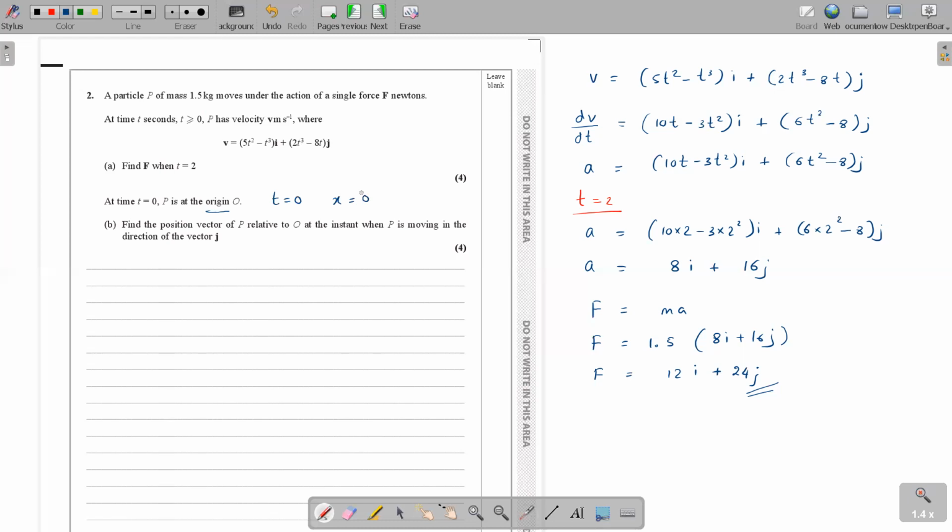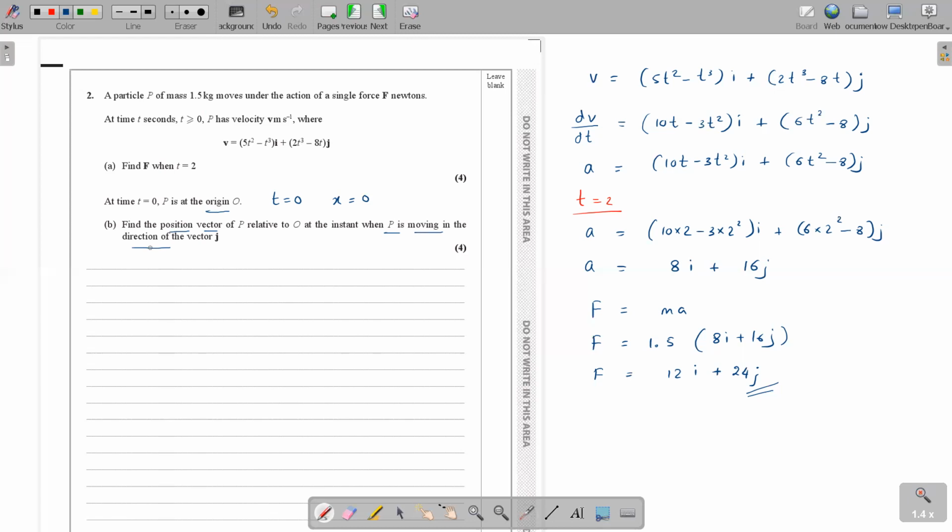Find the position vector of P relative to O at the instant when P is moving in the direction of the vector J. This has a little bit of M1 also. Do you remember when I told you, when something is moving in the direction, what are they referring to? We have worked with stuff like this in M1. What do you do here? Let's say P is moving in the direction of vector J.